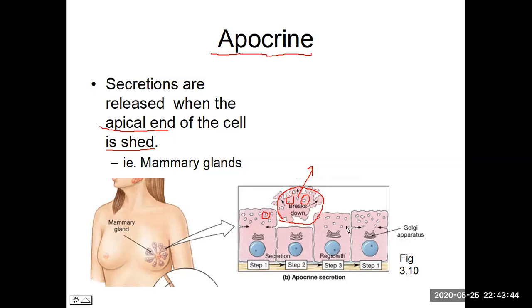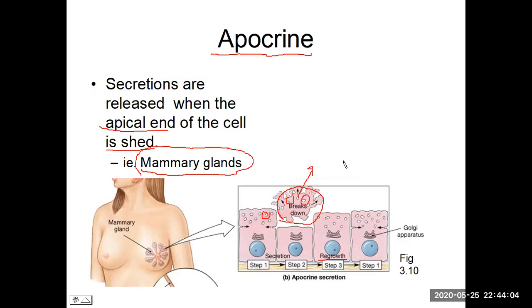So this does damage a portion of the cell, but the cell can repair itself and do this process throughout its lifetime. An example of a gland that uses this process is the mammary glands and their release of breast milk.